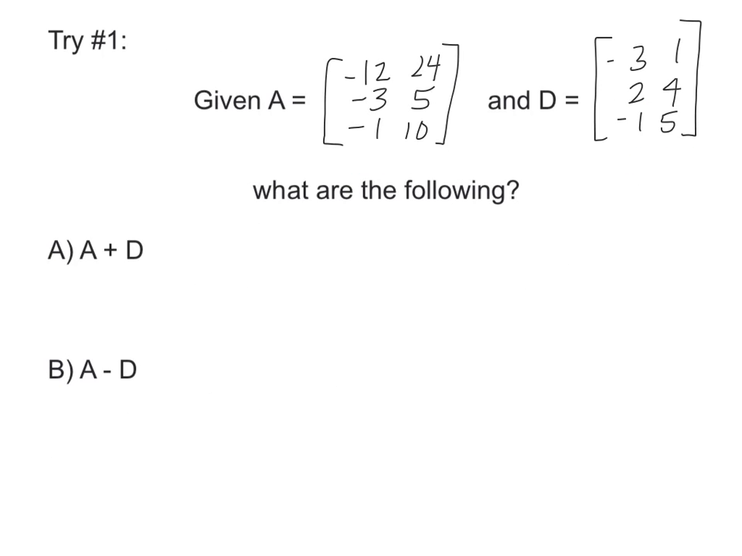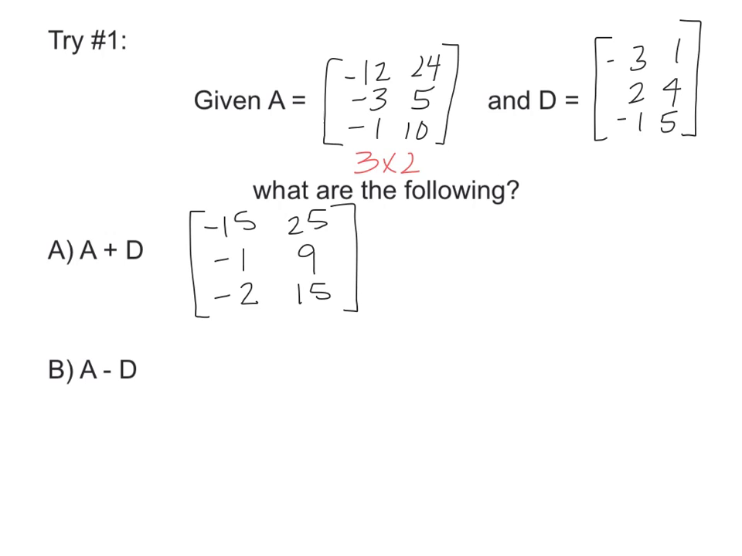So we're going to practice again. We're going to add for try 1. So here we go. This is, by the way, a 3 by 2, right? Because there are 3 rows, 2 columns. So here we go. A plus D would give us negative 12 plus 3 is negative 15. 24 plus 1 is 25. Negative 3 plus 2 is negative 1. 5 plus 4 is 9. Negative 1 plus a negative 1 is negative 2. And 10 plus 5 is 15.